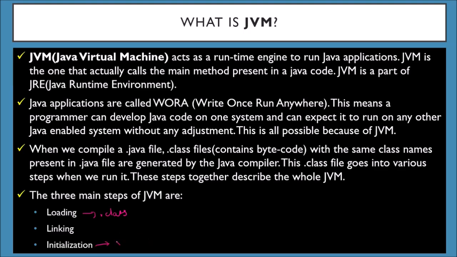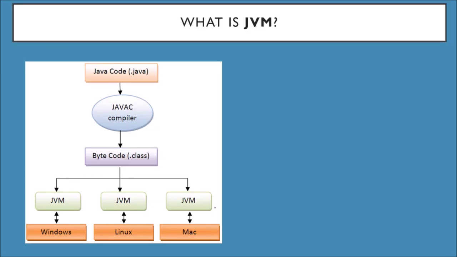In initialization, all the variables that you have declared, static variables, are all initialized, and then running will happen. Now, if you see the basic diagram of JVM, you have a Java code that you have written, .java code. To run that in your terminal, you type javac abc.java. This is the command. Whenever you type this command, inside your computer folder, abc.class file will be generated. That is generated by the javac compiler.